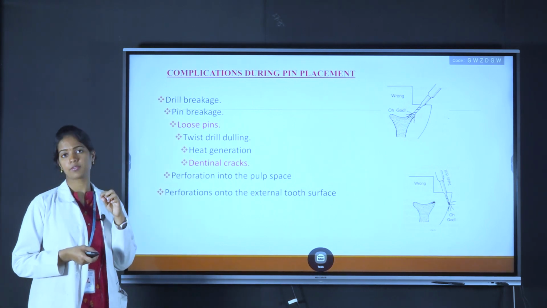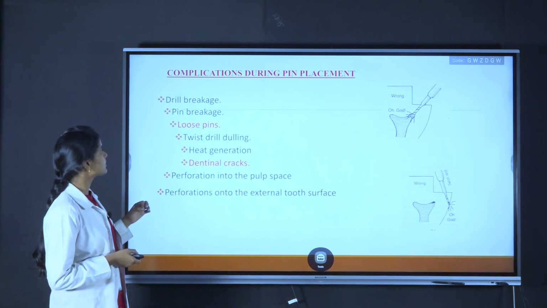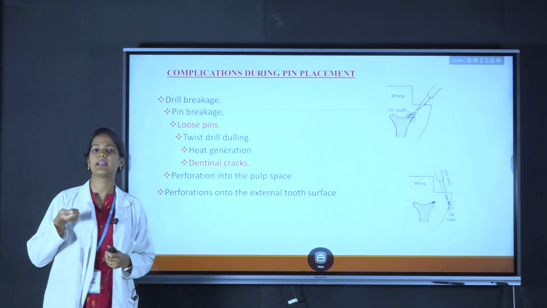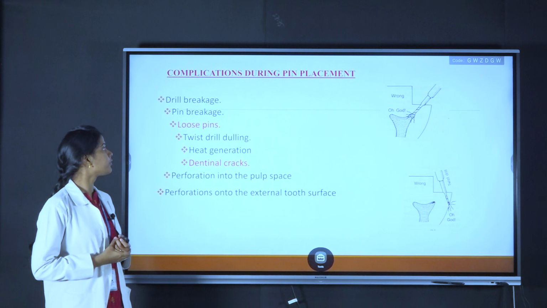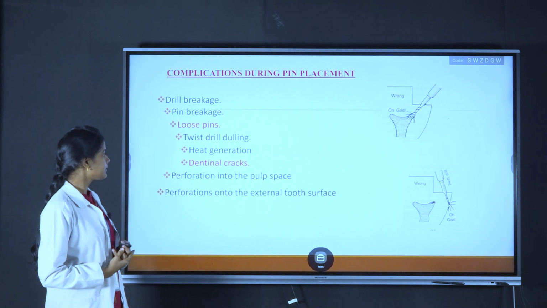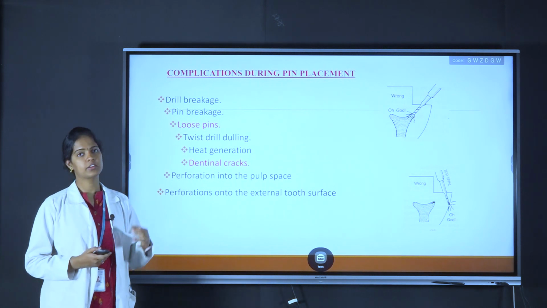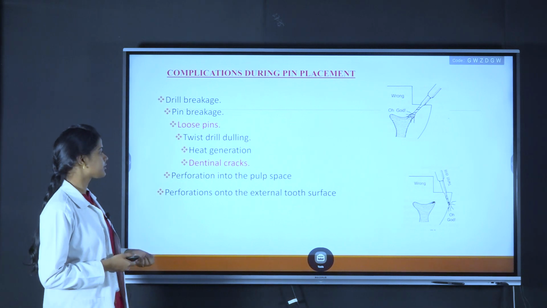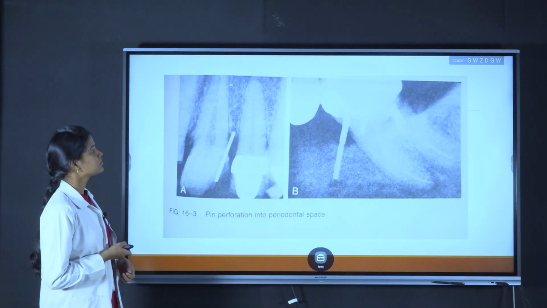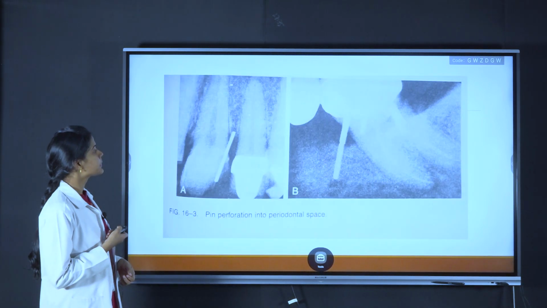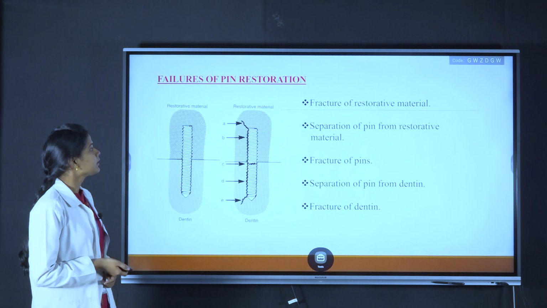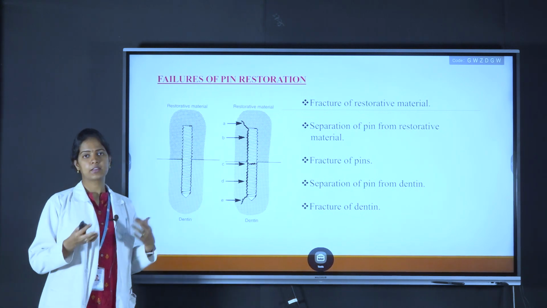Usually with the twist drill, whatever we use, there is a chance of breakage of the twist drill or breakage of the pin, because we usually use a resiliency, so we tighten it with the help of a mallet. So in such cases there is a chance of breakage of pins, loose pins, twist drill dulling. Because of that, you have to put more pressure in order to drill. Dentinal cracks, heat generation, there can be perforation into the pulp space, or perforation into the external environment. So these are the radiographic pictures which show the perforation into the external environment, into the alveolar bone, into the periodontal space. So what are all the failures that can be anticipated here?